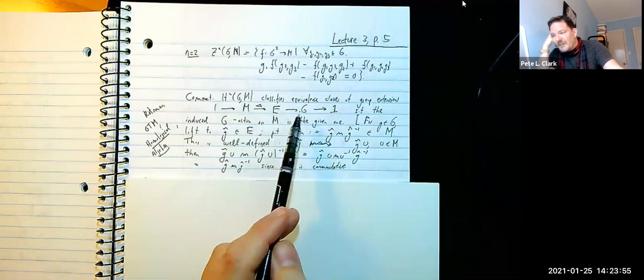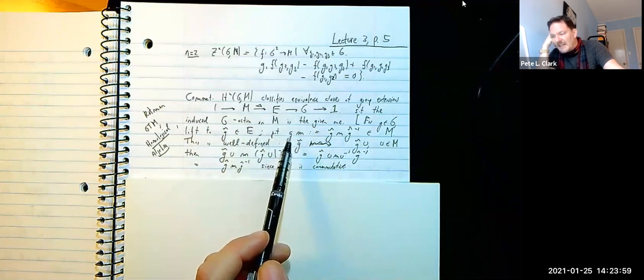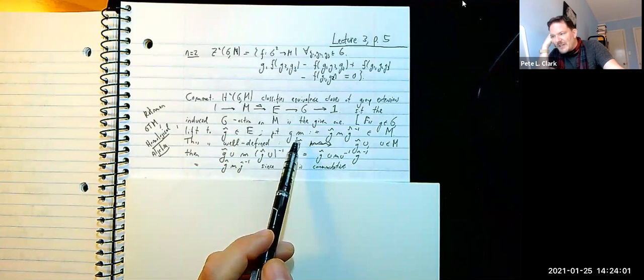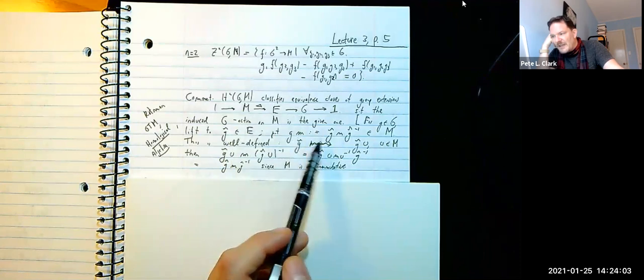Why is that? I remind you, you take a G in G and you lift it to an element of E, that's a set-theoretic lift. Let's call it G tilde. Then I let G act on M. How does G act on M? It acts on M by conjugation by G tilde. If you've never seen this before, you have to ask, how do you know that's well defined? You chose a lift. Great, just check.